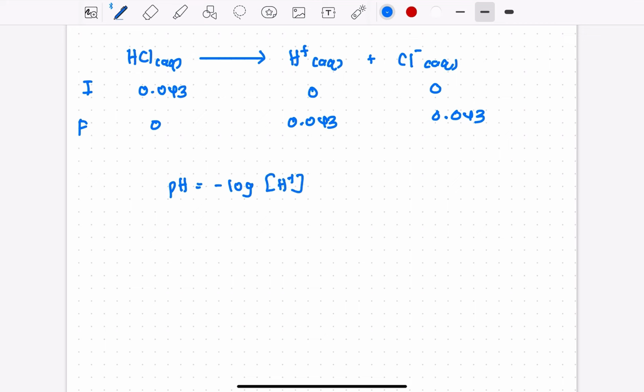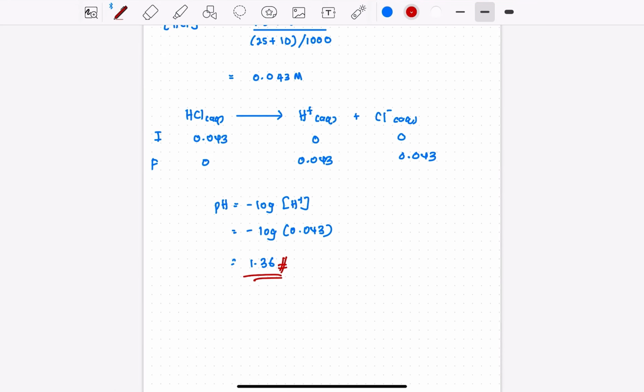Okay, write the formula, substitute the value. You can pause, you can take your time to calculate. So this one will be 1.36. So if you compare before the addition of sodium hydroxide, the pH is 1, but after the addition of sodium hydroxide, the pH increased to 1.36. Okay, so there you go, the calculation of pH after the addition of sodium hydroxide. So the next question will be in the next video.